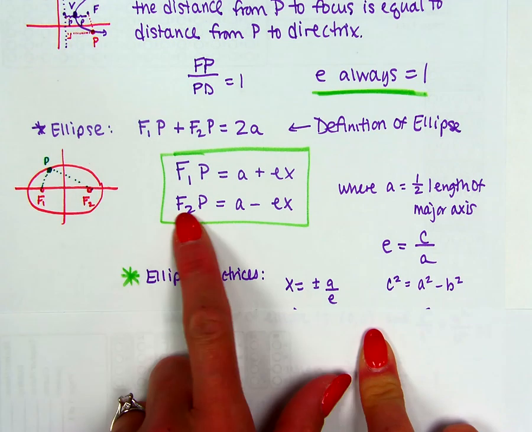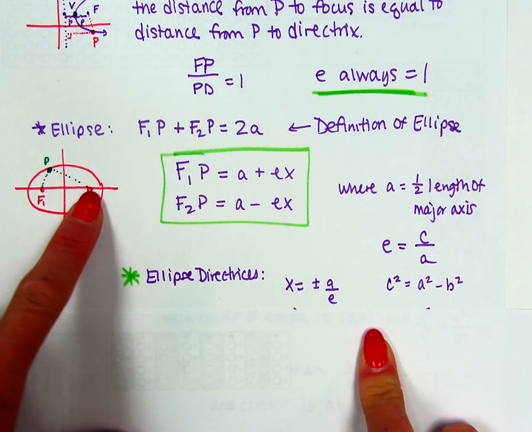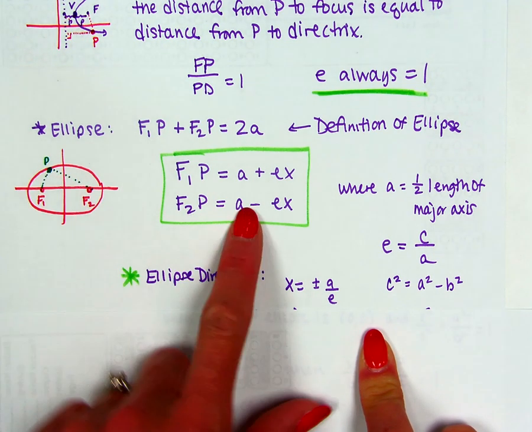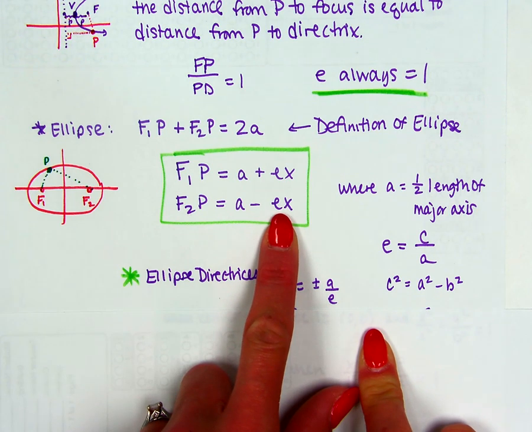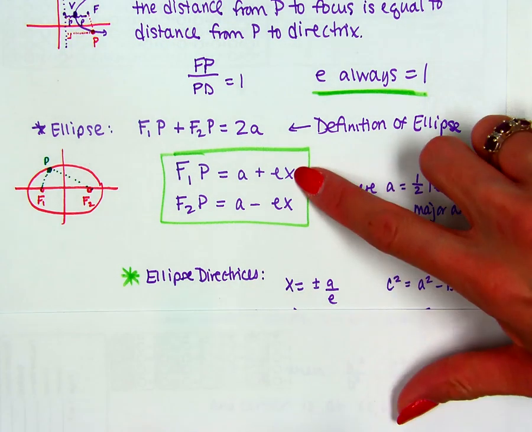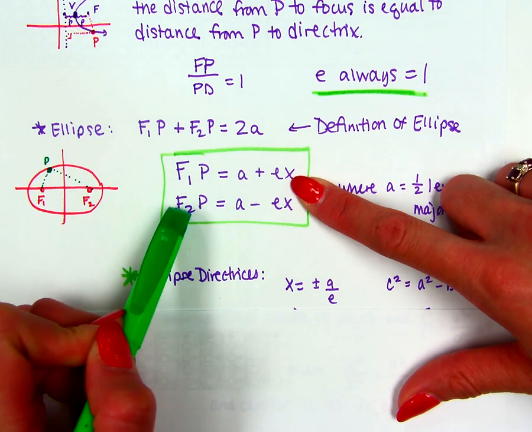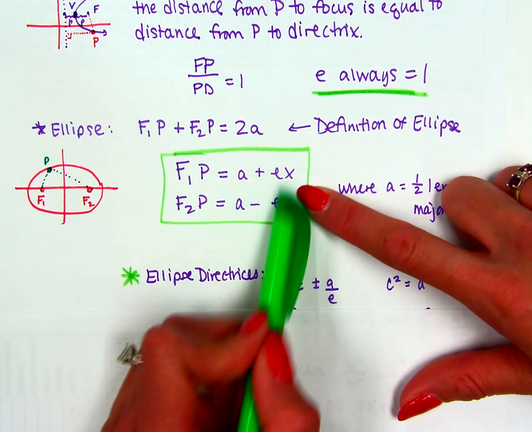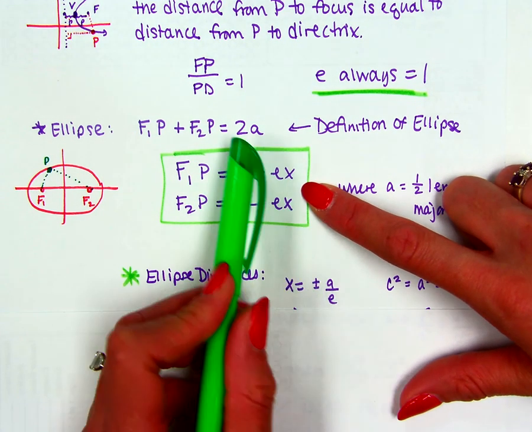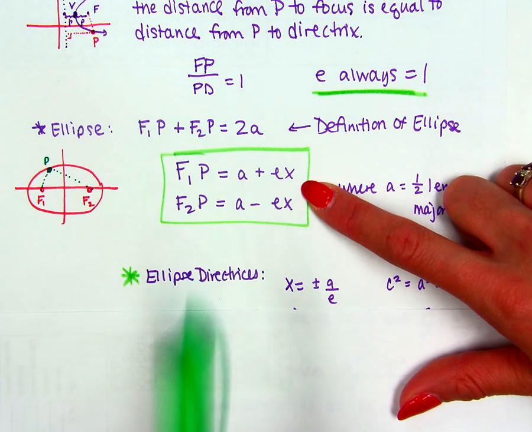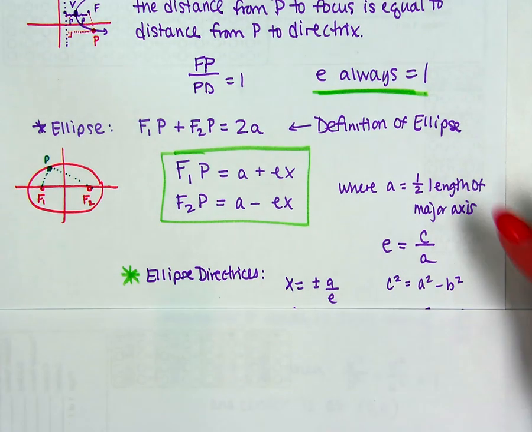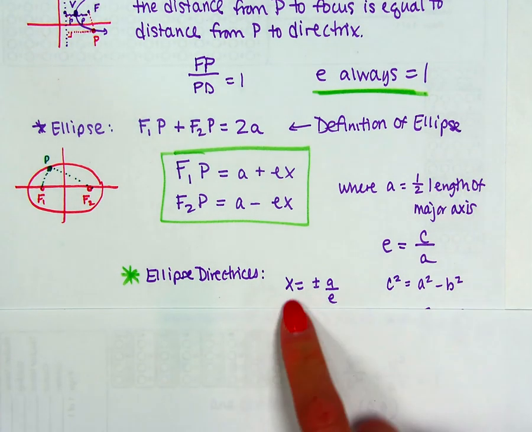All right, focus 2, the length from the second focus to the point, is going to be a minus e times x. Now actually, if you notice, you add these two equations together. This is the distance to the first focus, the distance to the second focus, and if you add this up, the ex parts cancel out, and that adds up to 2a. So that is related to your definition of an ellipse. All right, so these things we already know, but this is a new one.